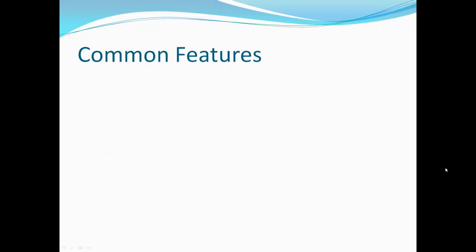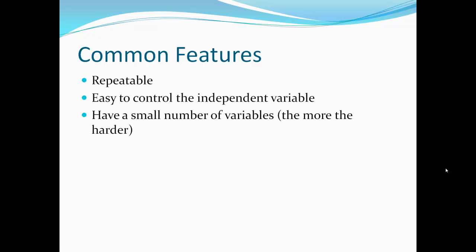There are many common features to an experiment. Good experiments are repeatable, they're easy to control the independent variable, and they have a small number of variables. The better experiments usually have a lower number of variables because the more variables there are, the harder it is.